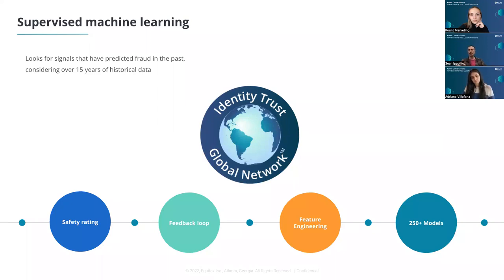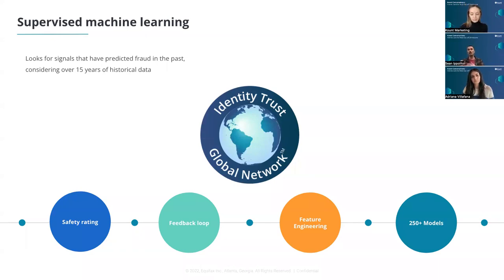We see tons of transactions. Some of them have resulted in chargebacks or other sorts of fraud signals. And so when we see a new order, we can say, well, does it look like that or does it not? And that's where that grading comes into play. And that's exactly what supervised machine learning is doing.